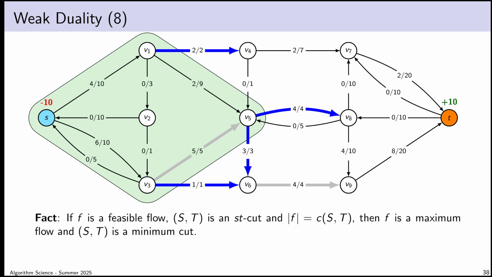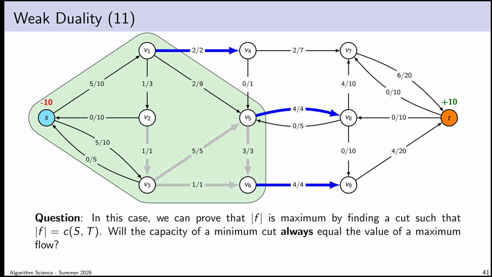One thing that follows naturally from weak duality is that if I have a feasible flow F and some S-T cut, and I observe that the value of my flow equals the capacity of that cut, then automatically F is a maximum flow and the S-T cut is a minimum cut. But this leads us to a question. For this particular graph, I was able to find a flow with value 10, and then somehow I was able to find a cut with capacity 10. That means for this graph, I know for certain that this is a maximum flow, and that the cut that I found was a minimum cut.